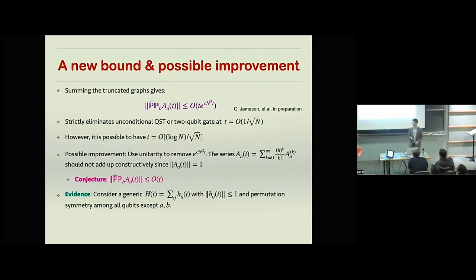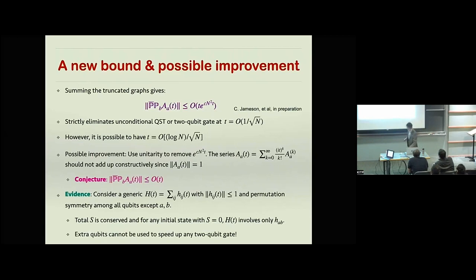If you're not convinced by that, another evidence is that we can consider a generic Hamiltonian with permutation symmetry among all the qubits besides A and B. And in this case, because total S is conserved, we can work on any initial state with total S equals 0. And if you do a projection onto this subspace, this H of t actually only involves the direct interaction between A and B. So all the other qubits are actually not useful, at least for this particular example. So this is actually pretty strong evidence that most likely you are not going to get any speed up for doing the two-qubit gate.